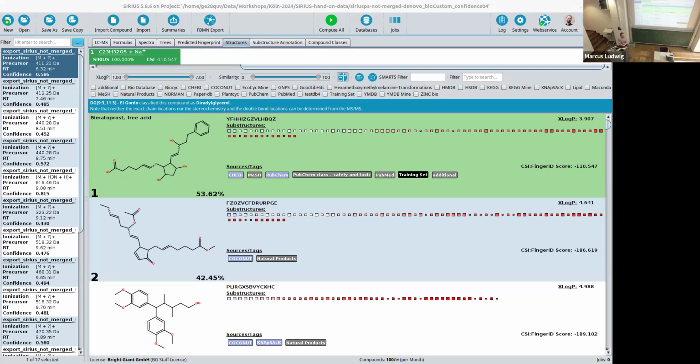I think we even link to LIPID MAPS if the structure is annotated. You can give it a try.